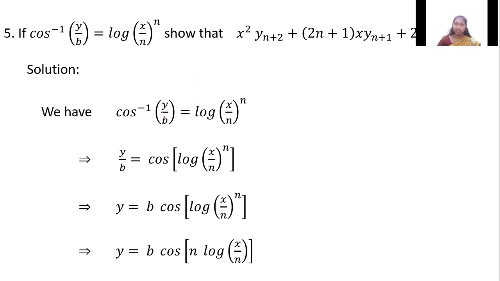Cos and cos inverse are getting cancelled. We get y by b is equal to cos of log x by n the whole raised to n. Now I can apply the logarithm property in here. This is of the form log x to the power n. Log x power n is n log x. So what am I going to write? It is n log x by n. So that y is equal to, taking b to the RHS, b into cos of n log x by n.